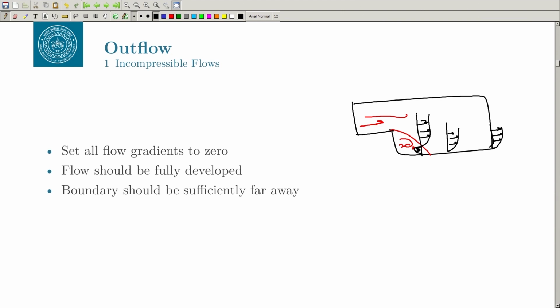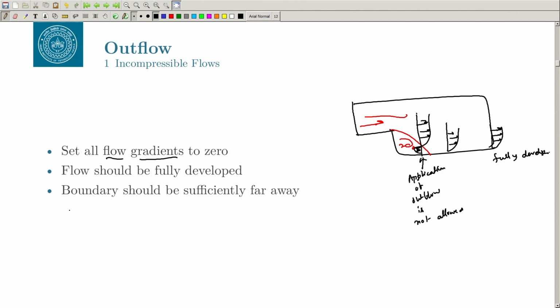In order to apply outflow, you have to make sure that you are going to a region where the gradients are not changing. You have to go sufficiently far in the domain where the gradients are not changing, and only then can you apply the outflow, because by definition outflow means the flow gradients are 0. So the flow should be fully developed, and only then can you use this. If you try to use it here, this is wrong. Application of outflow is not allowed here. But if you make the domain sufficiently long, then you can use this outflow boundary condition.